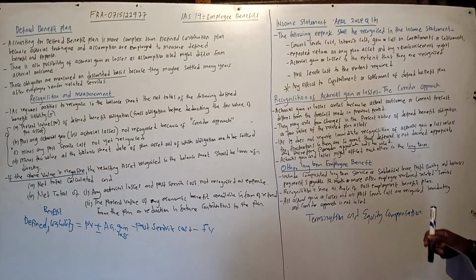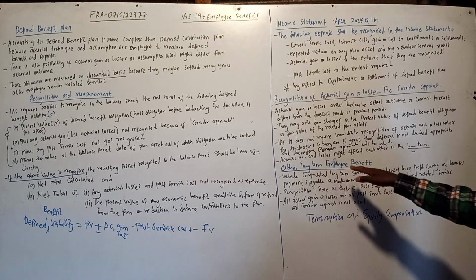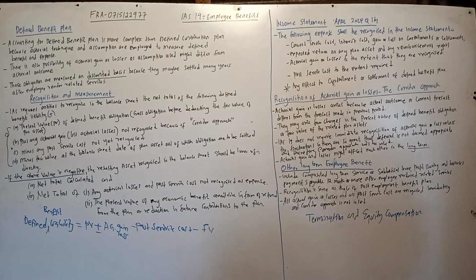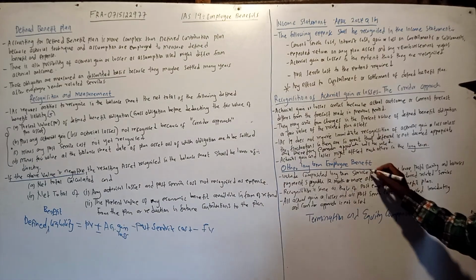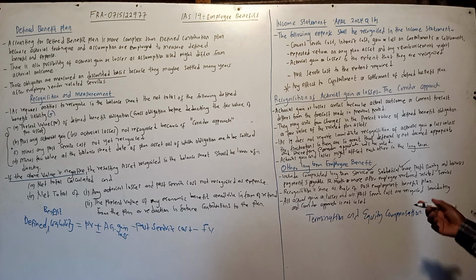So this includes long-term service or sabbatical leave, profit sharing and bonus payments payable 12 months or more. So this long term must be more than one year after the employee has rendered the service. So it can be the long-term service or the sabbatical leave. Now recognition is the same as that of the post-employment benefit.